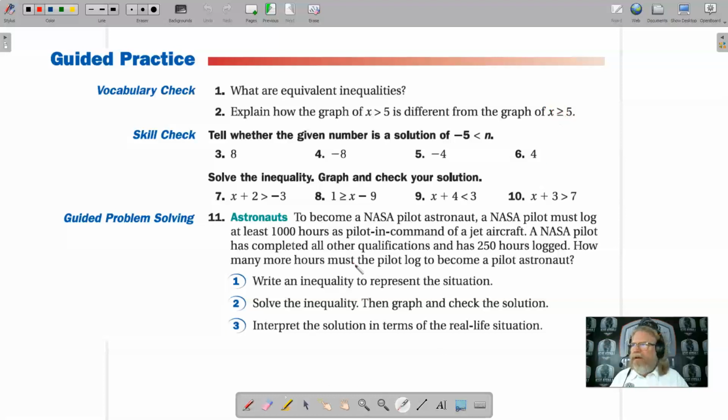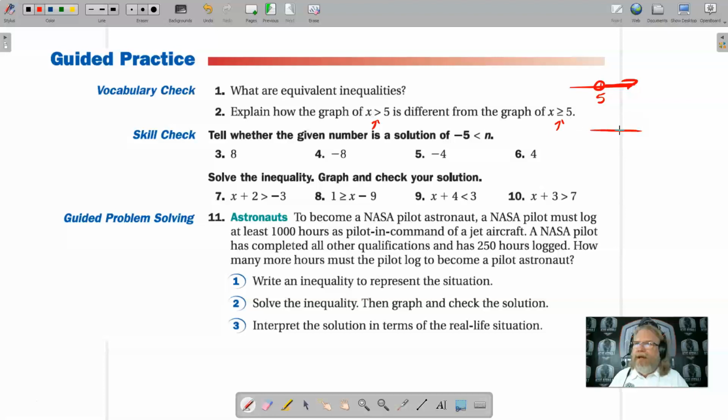Well, hopefully you're spotting this part right here is different. The signs are a little bit different here, right? Over here we have x is greater than 5. And over here we have x is greater than or equal to 5. That means if we were to graph them, because they're saying how is the graph different, the first one we would have 5 and an open dot because 5 is not included, and then everything to the right.